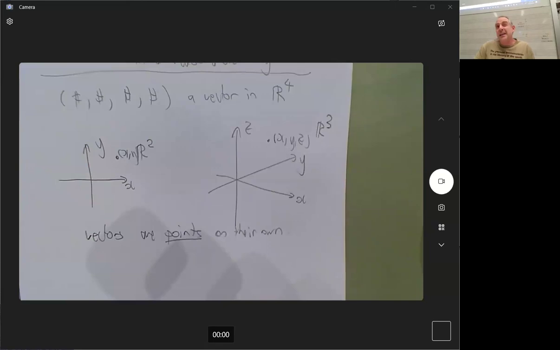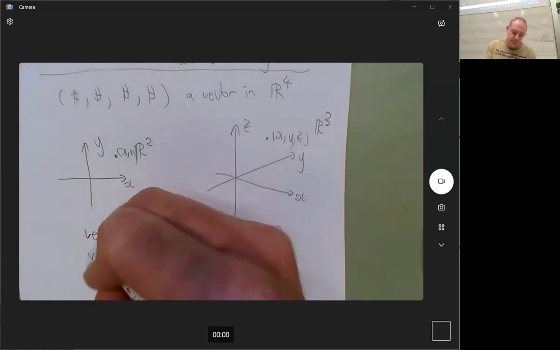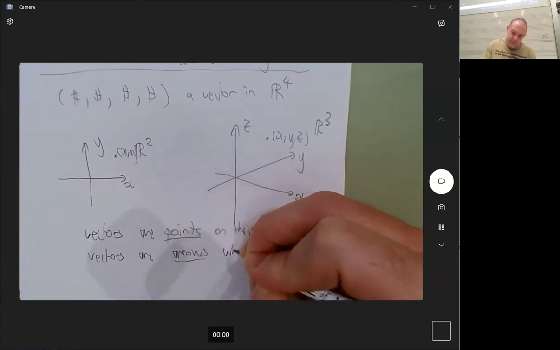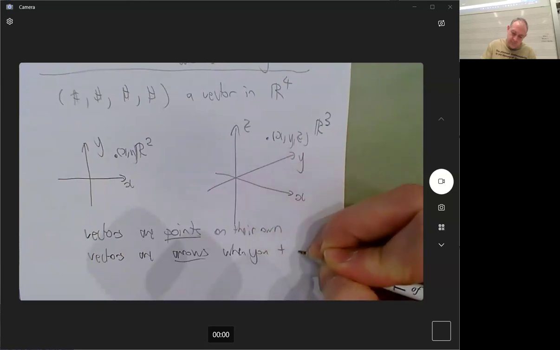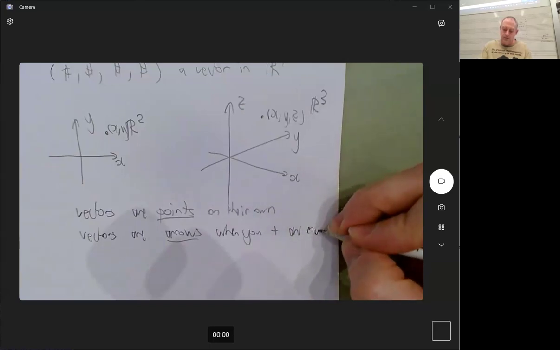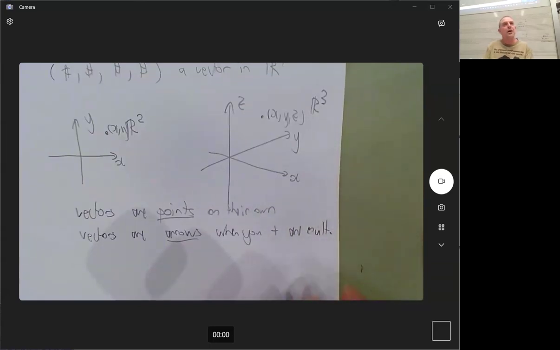But if we're going to start adding them and multiplying them by scalars, we have to think of them as arrows. I can't use the cross for times because that means something special. So that's really important. And you get to decide how you look at a vector at any moment, to decide what you think it is today.